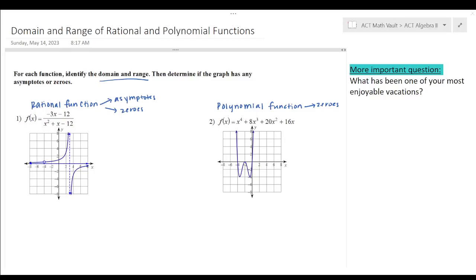Hi everyone, in this video I want to talk about domain and range of both rational and polynomial functions. This is a topic I've seen on the ACT before where they will ask about domain and range as well as bring up the topic of asymptotes and zeros.